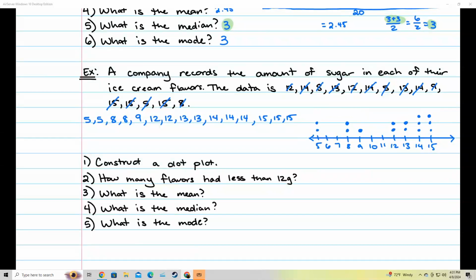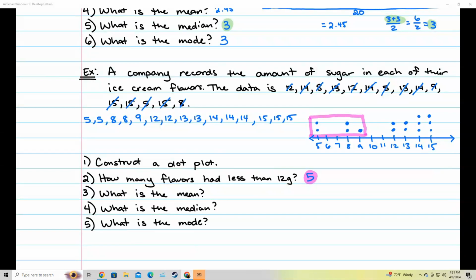So let me go ahead and take my highlighter so that way later on you know exactly what I was talking about. I'm only going to include these numbers right here. So how many ice creams was that? That was 5 different ice cream flavors that were less than 12 grams of sugar.